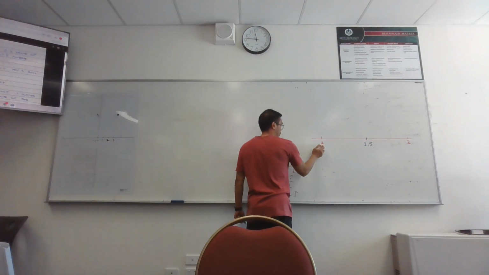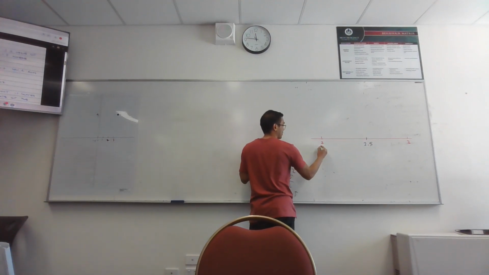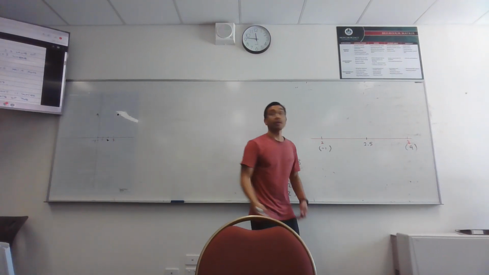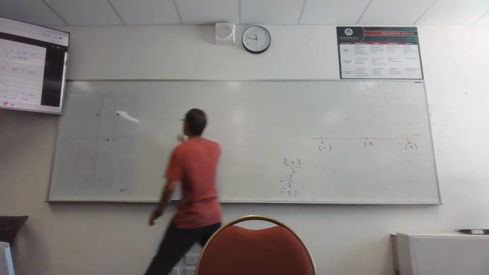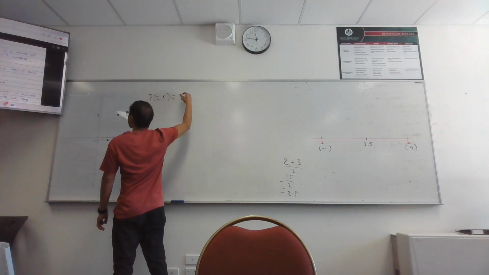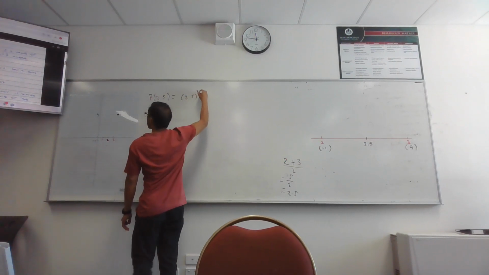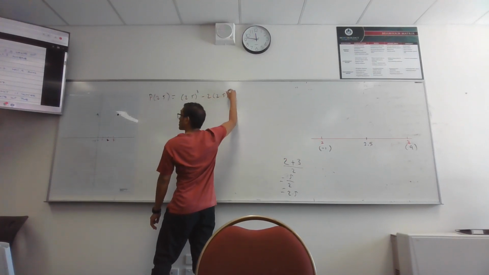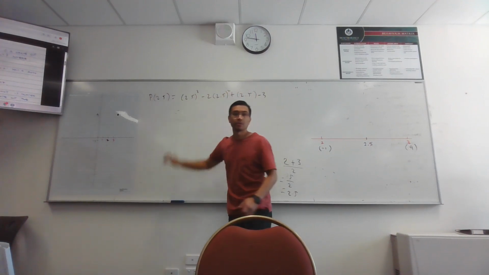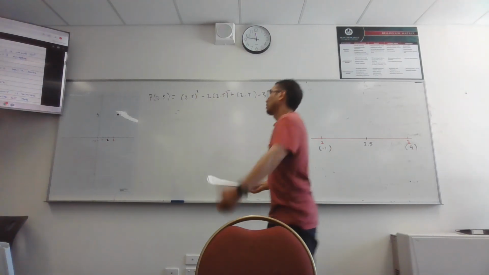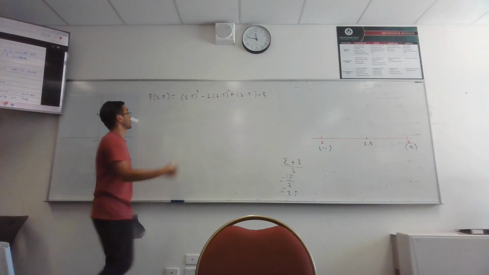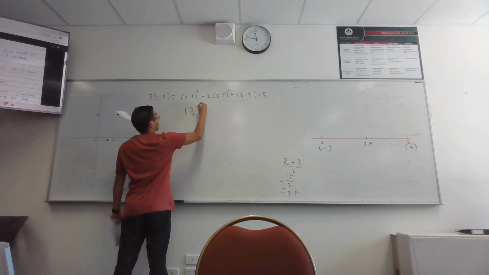Okay, what did we say at 2? What's the y value of it? -1. And at 3? 9. Okay, now we're going to see what happens when x equals 2.5. So 2.5 cubed minus 2 times 2.5 squared plus 2.5 minus 3. Okay. It might be better, if you don't have a calculator, to be doing it in fractions.